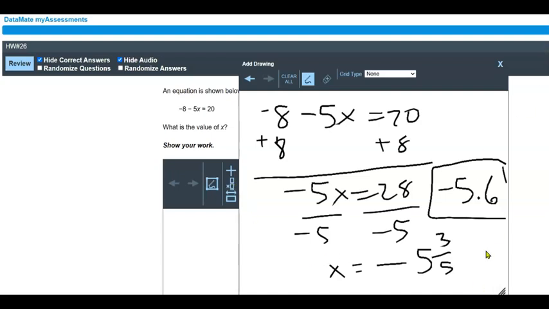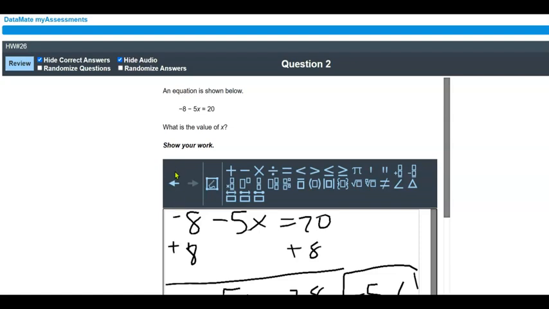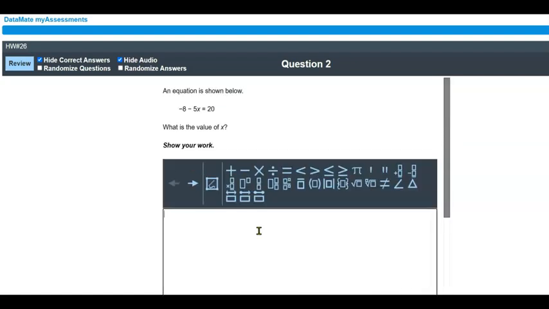At the bottom of the screen here, you can click Add Drawing. If you want to take it away, you could also type your answer here. Negative 8 minus 5x equals 20. And you could write your plus 8 on both sides using the spacebar like this if you'd like. Or you can simply write the answer to what happens after you add 8 to both sides.